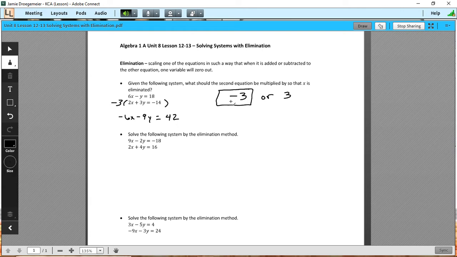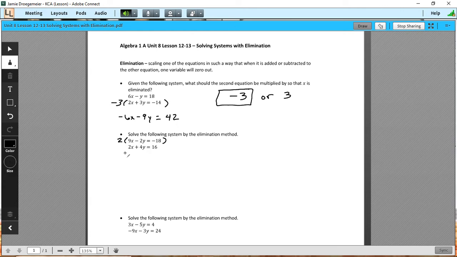All right, so my second one here, we're actually going to use that elimination method and we're going to solve for what our solution point would be. And so looking at my variables, the x, the y, the easiest one to eliminate here would be the y because I could multiply that negative 2y by 2, and that would give me negative 4y, which when I add these together would zero out. So I'm going to multiply this equation by 2.